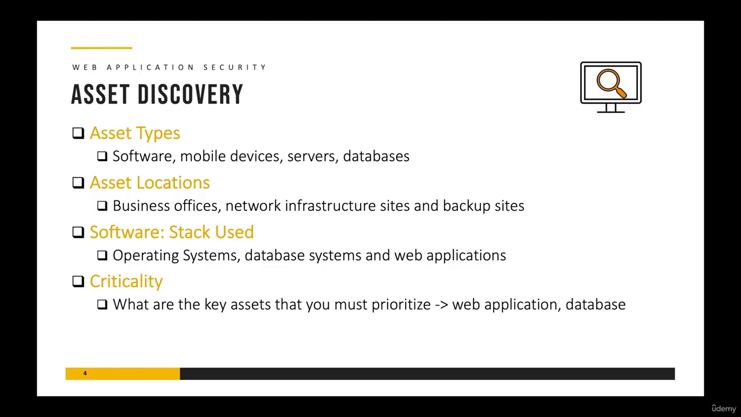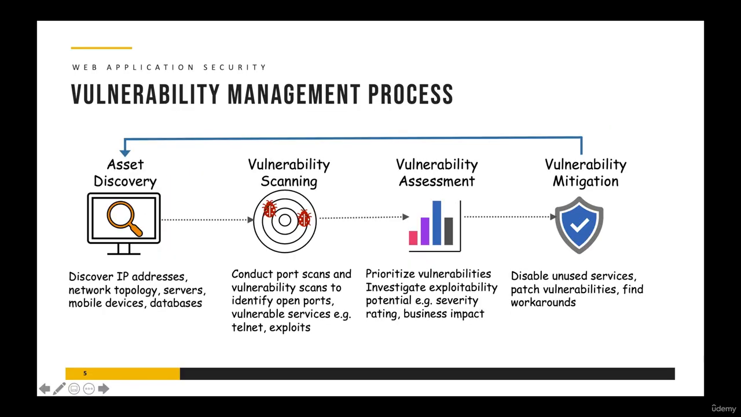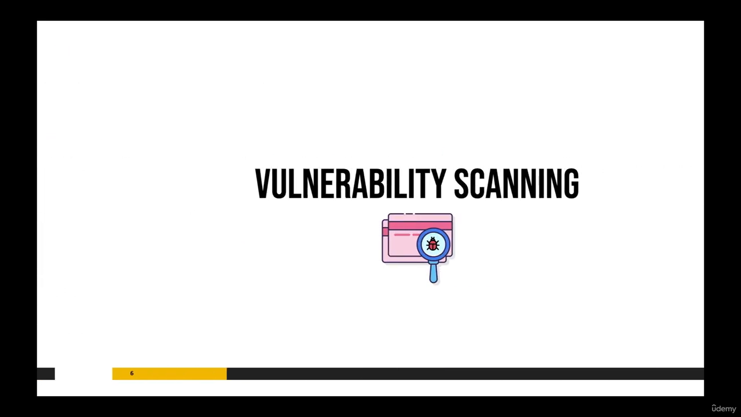The final factor is criticality. You need to identify what the key assets are that you must prioritize. Usually these are web applications and databases, but this really depends on the context. Some organizations may have a priority of protecting their data, whereas for others it may be their web application because they're servicing a large number of clients. So next is vulnerability scanning.